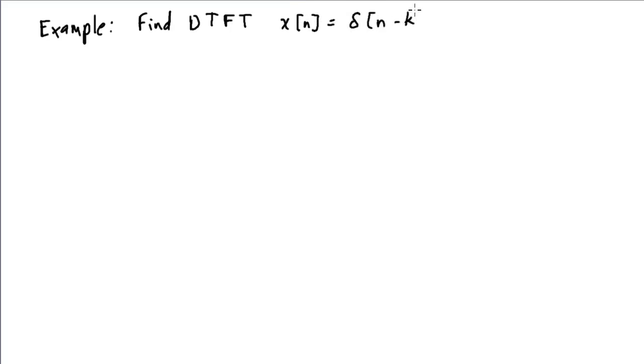Okay, let's look at a couple of examples now of discrete time Fourier transform of some common signals, sequences. Let's consider first just the shifted impulse located at k.